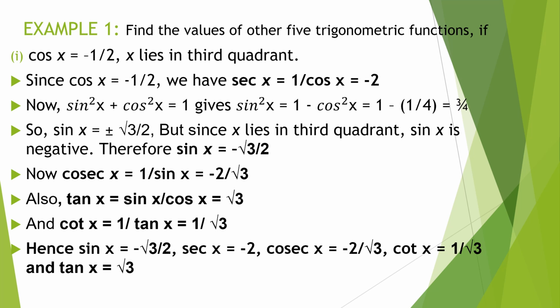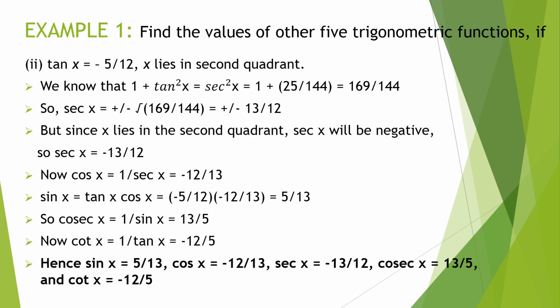Tan x is sin x upon cos x, which is root 3. And cot x is cos x upon sin x, or 1 upon tan x, which is 1 upon root 3. So we have got all the values of the trigonometric functions in this example.